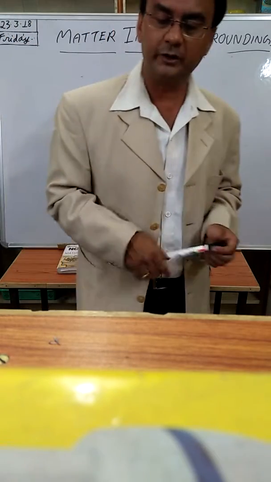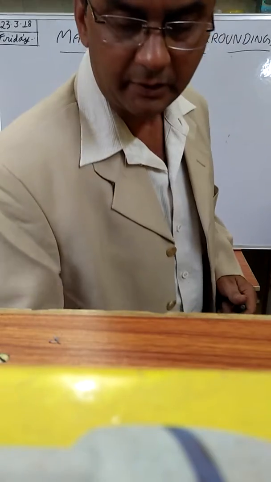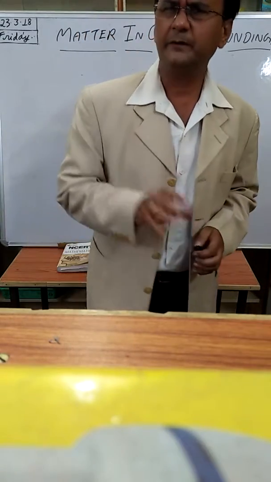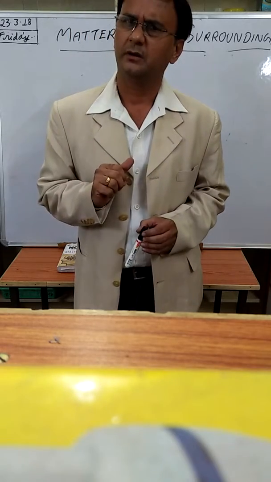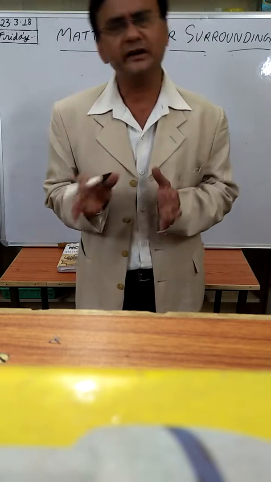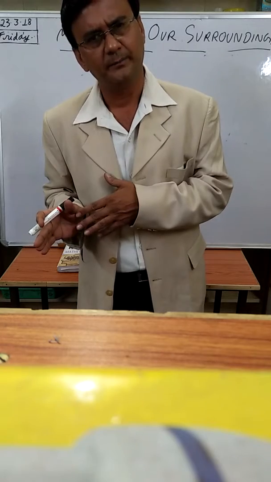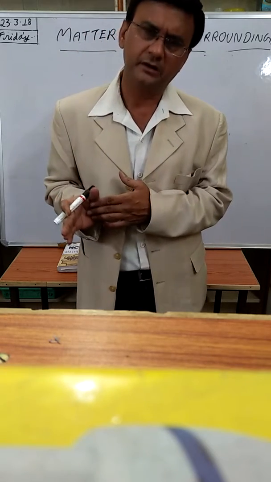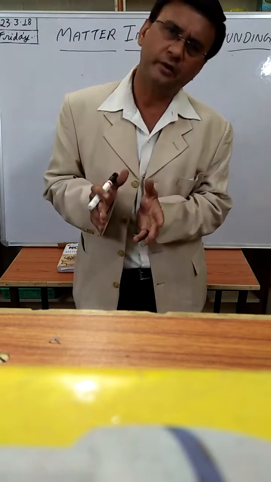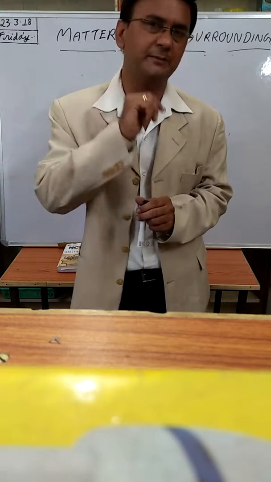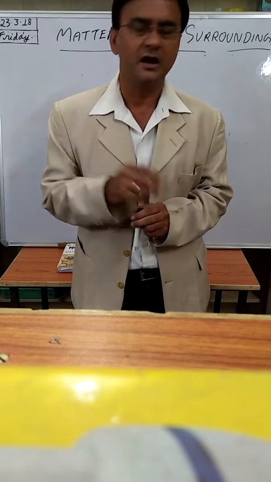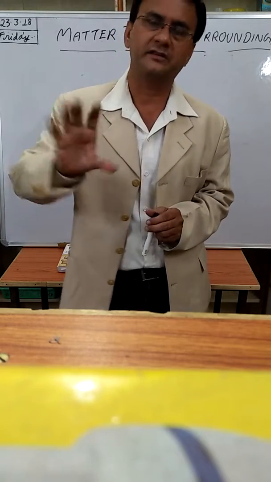Now we come to liquids. The properties of liquids: liquids have a fixed volume, but no fixed shape. 1 liter of milk will remain 1 liter only because it has a fixed volume, but its shape can be changed. How can its shape be changed? If you put milk in a glass, it will take the shape of a glass.